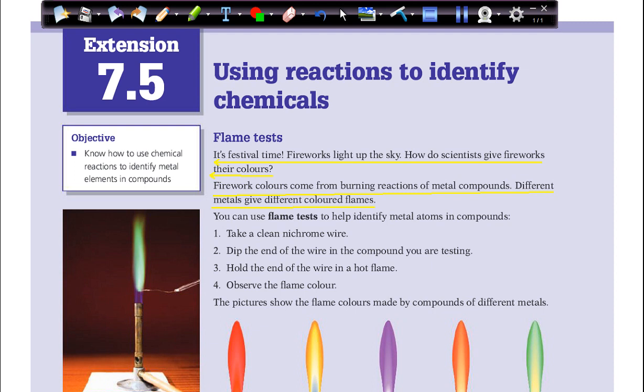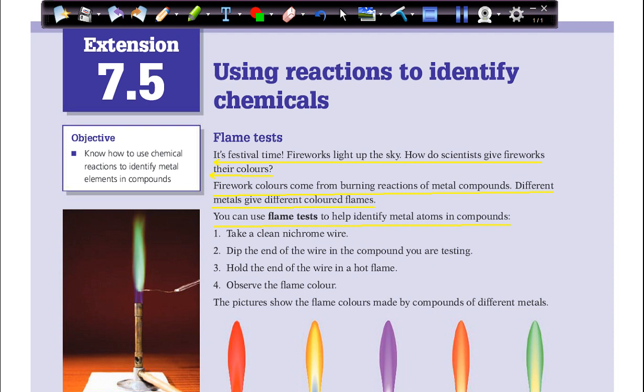So here, scientists can make the fireworks colors using burning reactions of metal compounds, because each metal, when it's burned, gives a specific color. So they have different colors, and they can use them to make the fireworks. You can use flame test to help identify metal atoms in compounds.